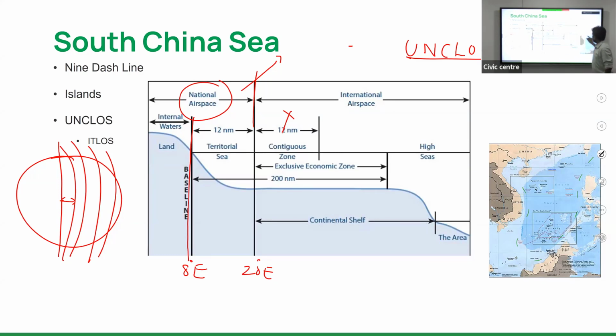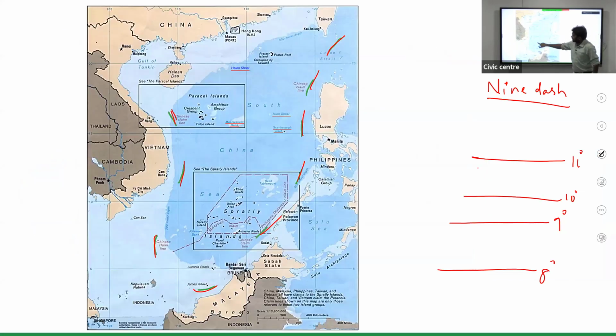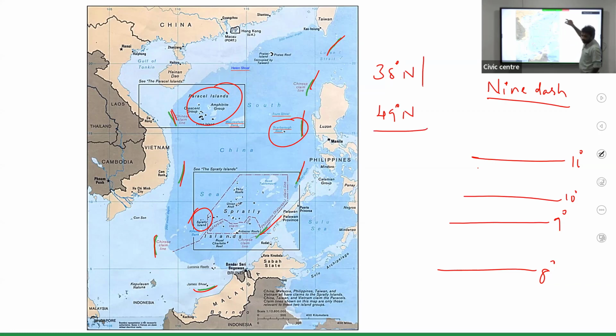Here, you have to understand the 9-line. And the islands which have been in the news: Paracel, Scarborough, Spratly Islands. In a similar context, try to understand 38 degrees northern latitude and 49 degrees northern latitude. These are international latitudes, of which 38 degrees separates North Korea and South Korea, whereas 49 degrees northern latitude is the international border between Canada and USA.